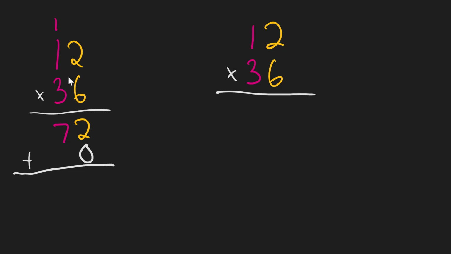But let's move forward. So 3 times 2 is 6. And then 1 times 3 is 3. And so we get that 12 times 30 is 360. And so now we just have to add these two pieces together, 72 plus 360. So let's do that. 2 plus 0 is 2. And 7 plus 6 is 13. So we write down the 3 and carry over the 1. And then 1 plus 3 is 4. And so the answer is 432.